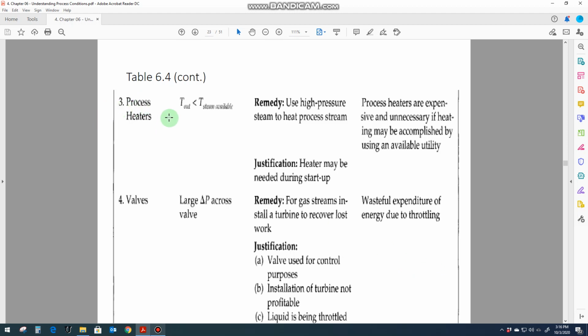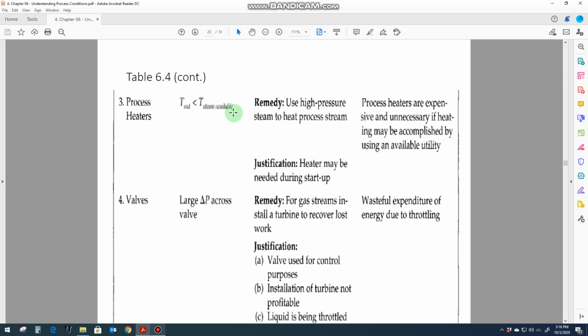Now process heaters, if the outlet temperature is less than the steam available. For the process heater, as I told you, we want to keep the delta T minimum between the process streams, so we can have the maximum heat exchange. In most industries we exchange the heat by using steam, or we are generating steam or we are heating the streams.